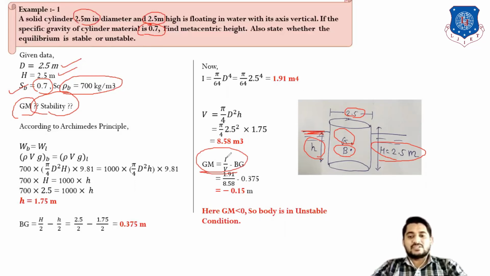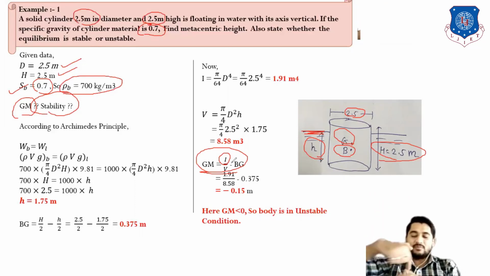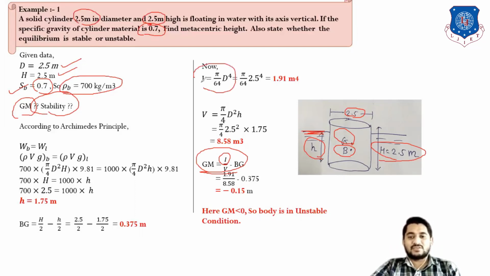So let us put the equation of GM. Here GM is equal to I by V minus BG. For I, we have to see it from the top and about the YY axis. If we look at the top, one circular element is seen. That means I is equal to pi by 64 d raised to 4. The diameter is already given, so we can find the value of moment of inertia as 1.91 meter raised to 4.